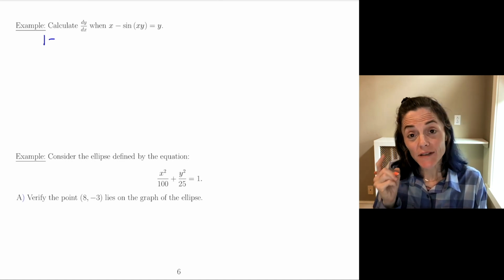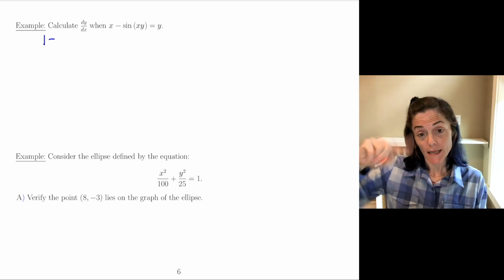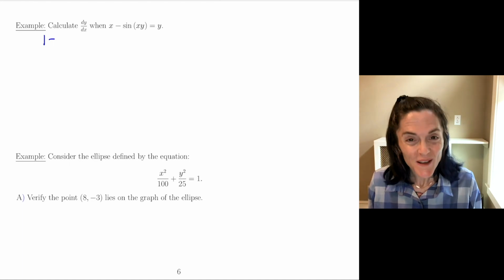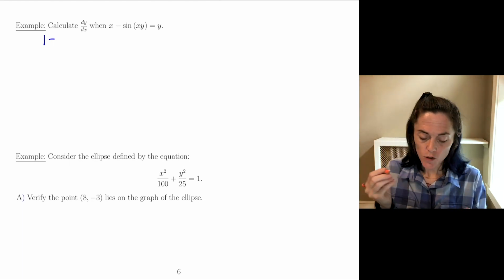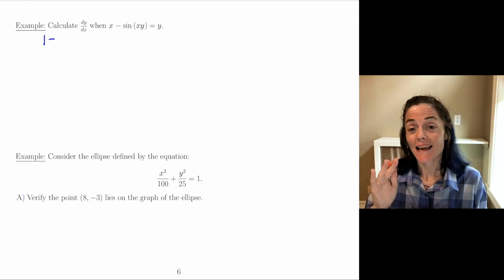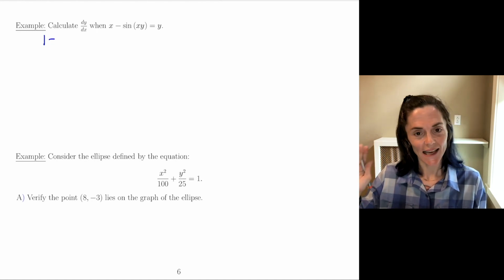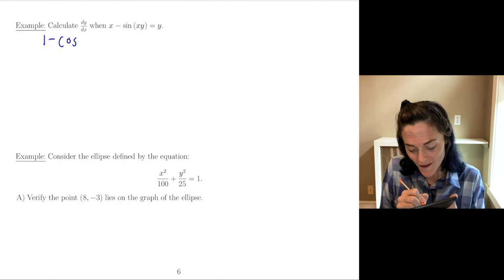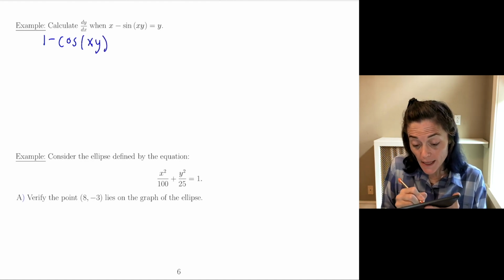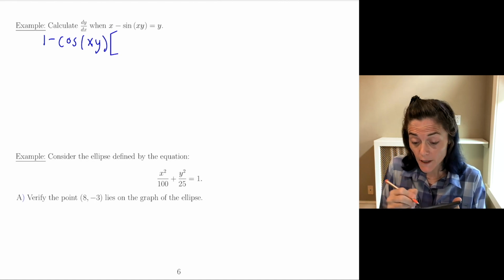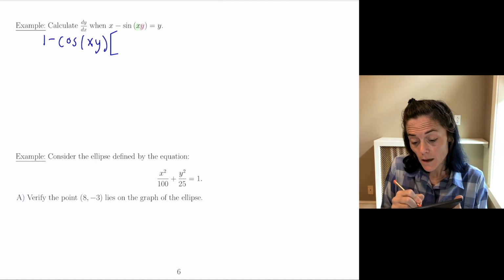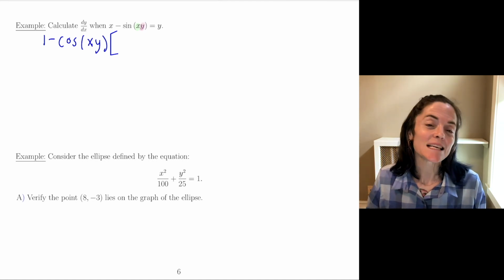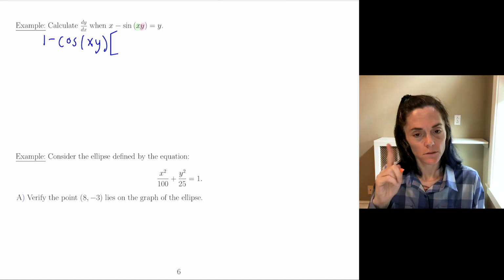Now, we're going to have to take care when we differentiate sine of xy with respect to x. First, I see an outside function, which is sine. The derivative of sine is positive cosine, so it's the derivative of the outside, evaluated at the inside. But then, when I go to take the derivative of the inside function, you see I have x times y. This will be product rule.